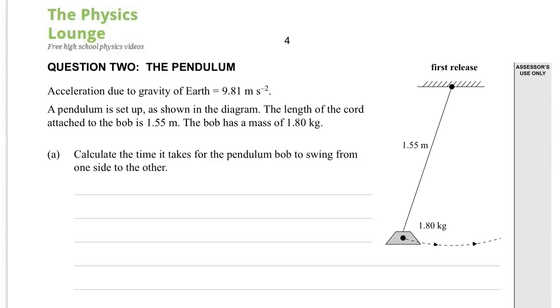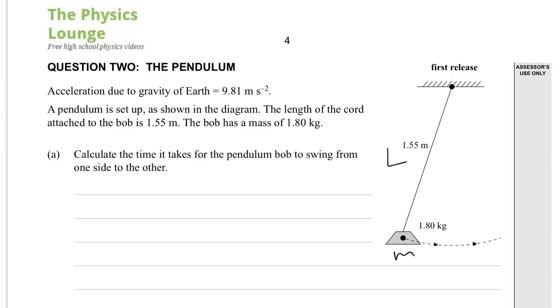Question 2 from the 2014 Level 3 Mechanics paper. We're on a pendulum now, and we're given the acceleration due to gravity, and the pendulum is set up in the diagram on the right. The length of the cord attached to the bob is 1.55 meters, so there's our L value. The bob has a mass of 1.80 kilograms. Calculate the time it takes the pendulum bob to swing from one side to the other.